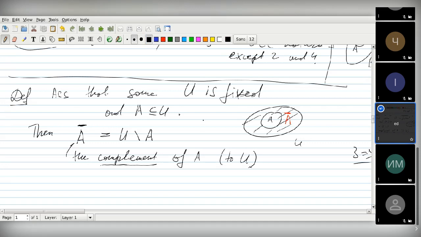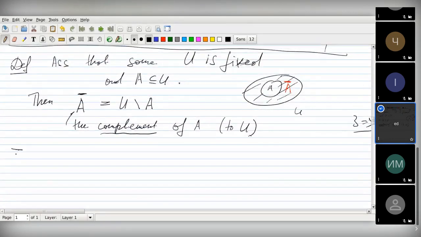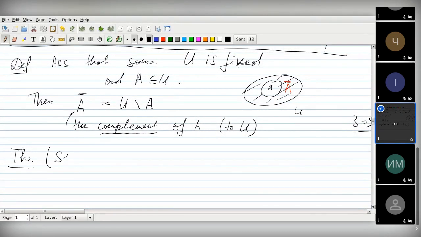Yes, it is. Okay, and now we may state the following theorem. It has a proper name. Set algebra, the set algebra identities.